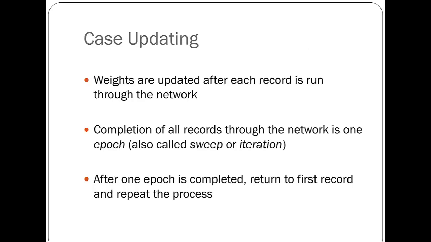So we have what's called case updating, where the weights are updated after each record is run through the network. You would run the first record through, find your weights, update those based on the error for that record, and then run the second record through. You do that for all of the records, and that makes up what we call an epoch, also called a sweep or an iteration. This process is repeated over and over until some stopping criteria has been met.